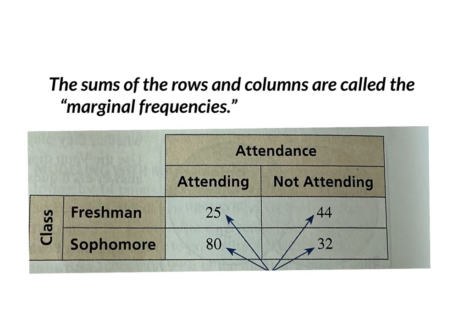All right, the sums of the rows and columns are called the marginal frequencies. So if I were to add up this row, the 25 and 44, and I got 69 right there, that is a marginal frequency. Out of these two, 112, that's marginal, 76, 105, all those are called marginal frequencies. Okay, and they're going to have you do that sum.